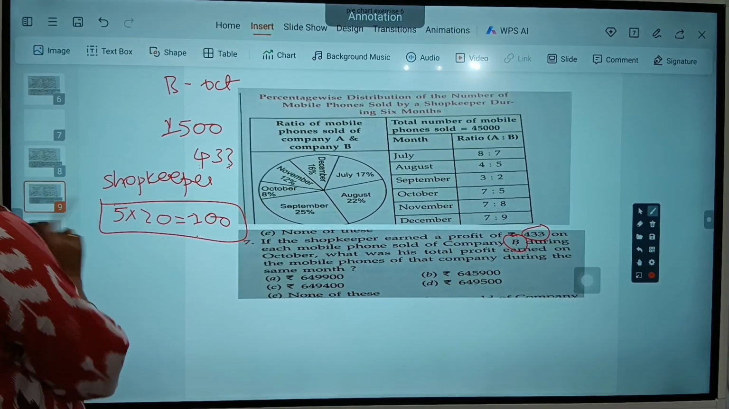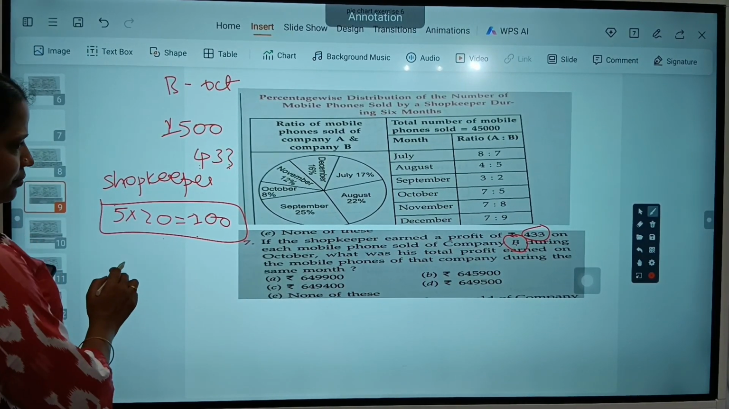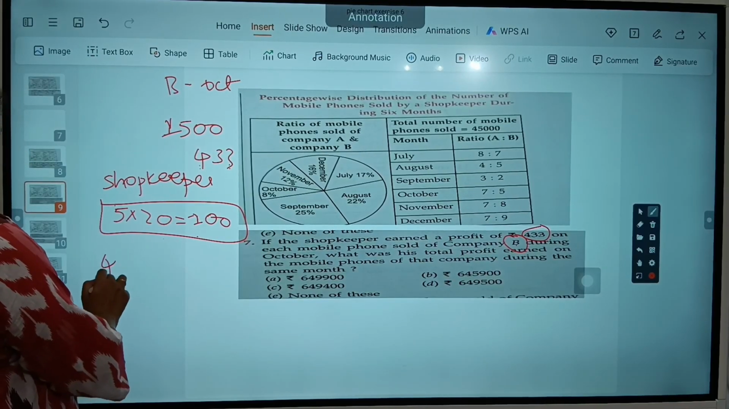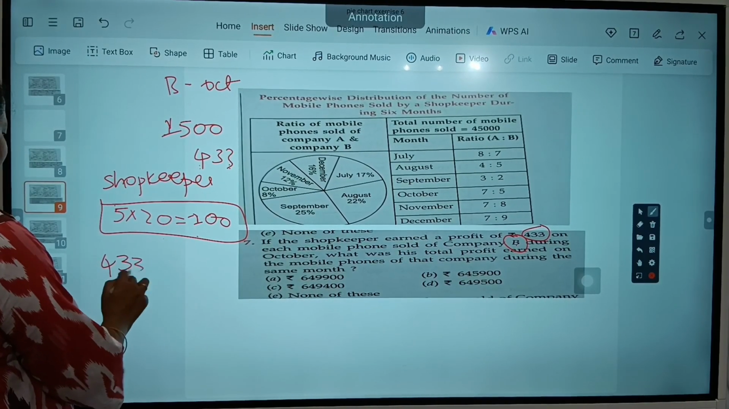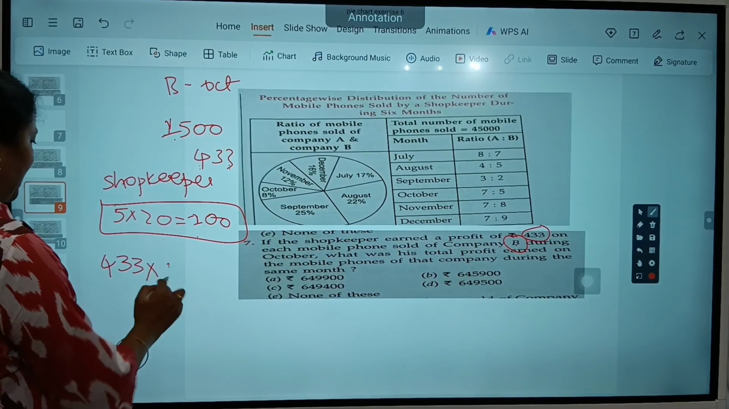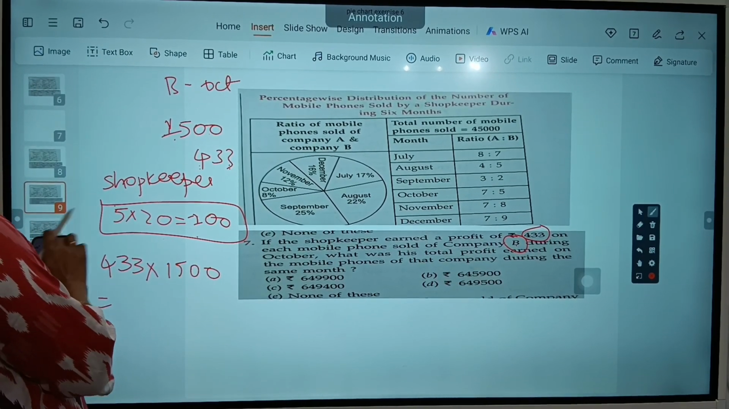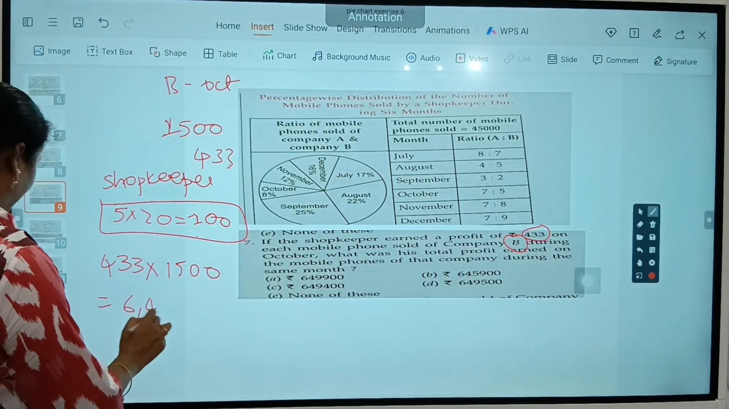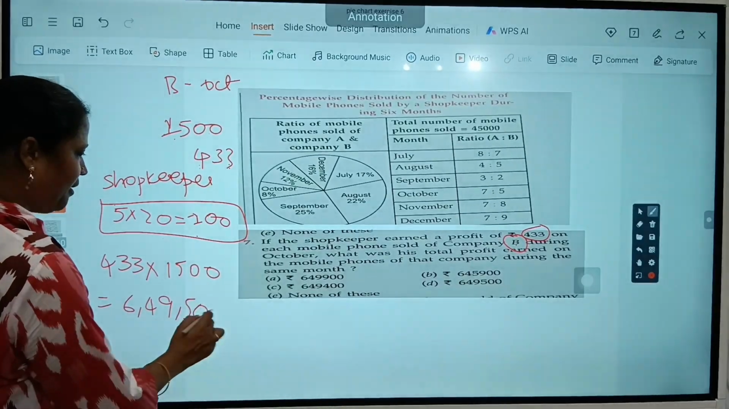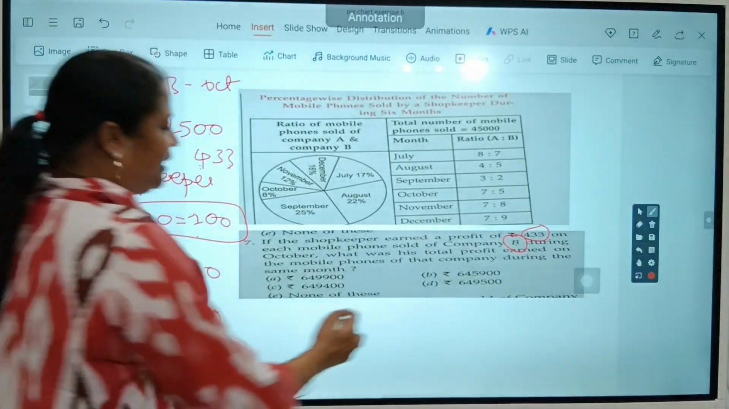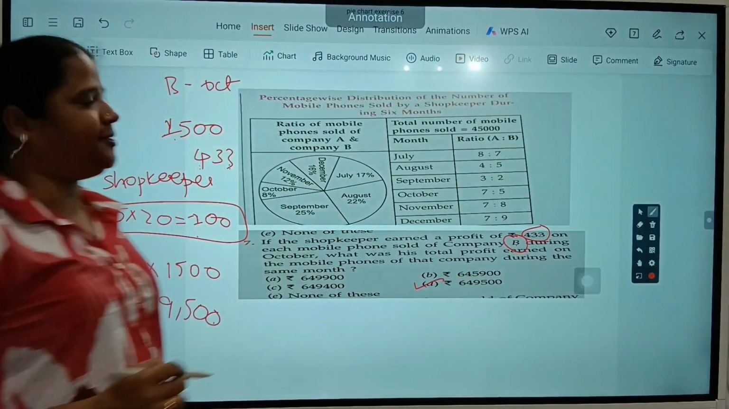Okay, 433 is the profit for 1500 mobiles. So it is nothing but 6,49,500. So D is the answer.